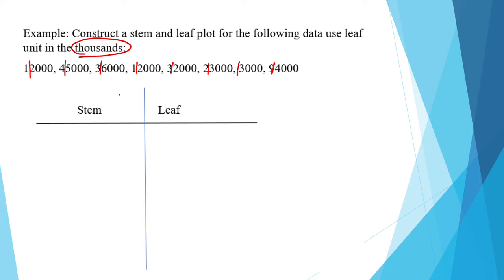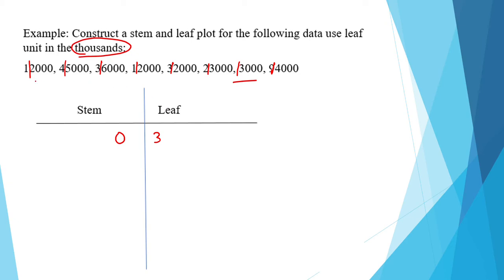And now we know how to construct our stem and leaf plot. When you construct a stem and leaf plot, make sure you always start with the smallest value first. The smallest number here is 3,000. Notice that there's no number in front of the 3 for the stem, so we're just going to add a 0, or sometimes you can leave that blank. So the stem is 0, and the leaf is 3, and our leaf unit, remember, is in the thousands, so this represents 3,000.